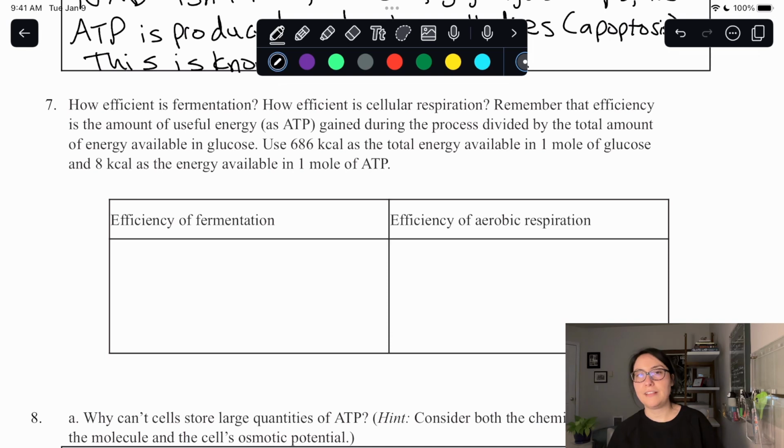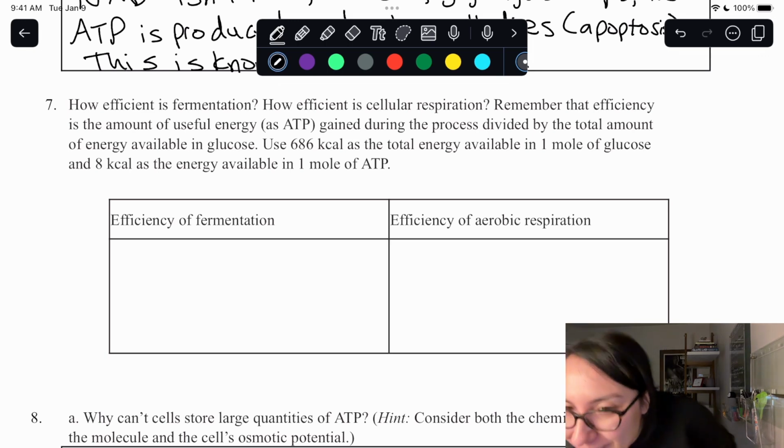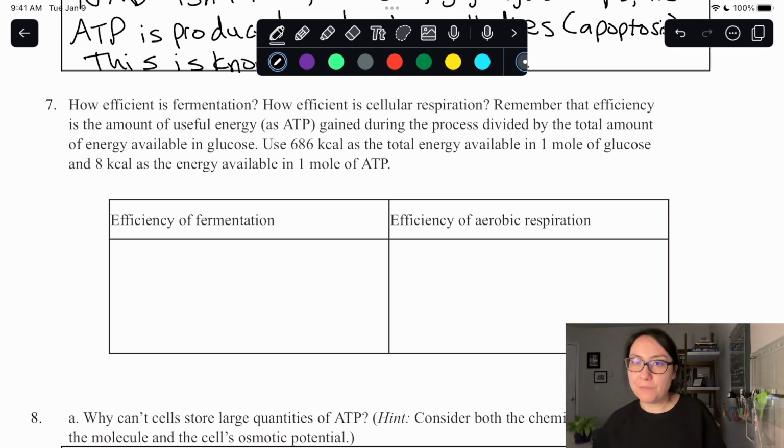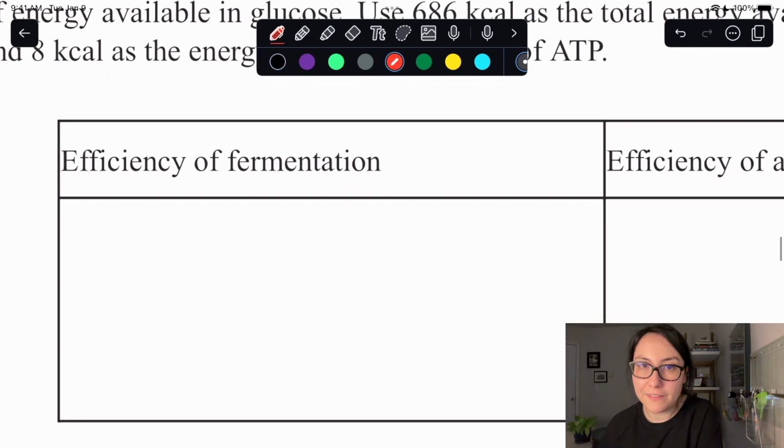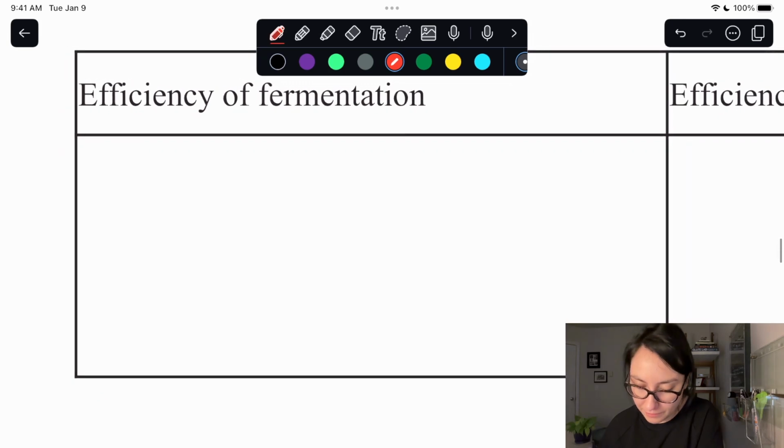Use 686 kilocalories as the total energy available in 1 mole of glucose and 8 kilocalories as the energy available in 1 mole of ATP. What? Not to worry. We're going to do the math together. It's probably one of the most mathiest questions I've seen in a while. But I'll break it down for you. So let's go ahead and have fermentation in the color of red. And I'll go ahead and make this nice and big so you guys can follow along.